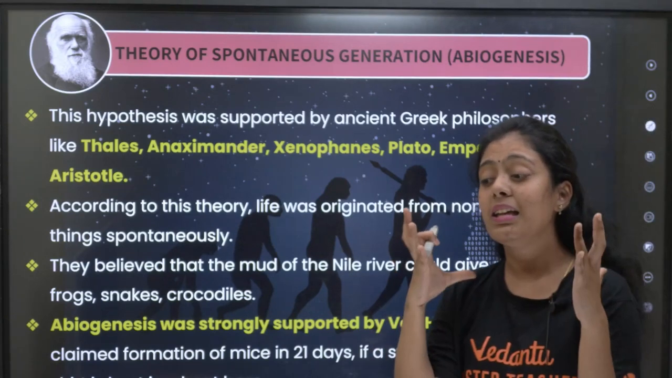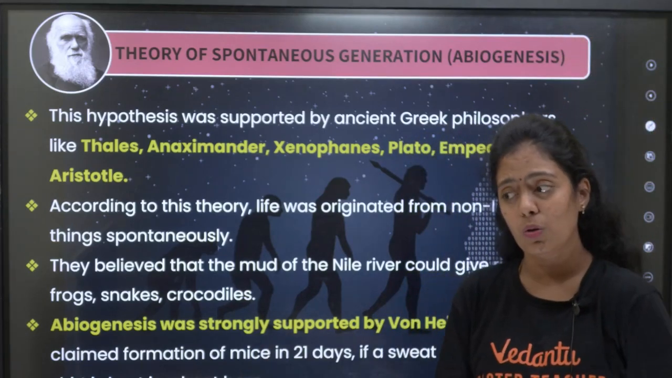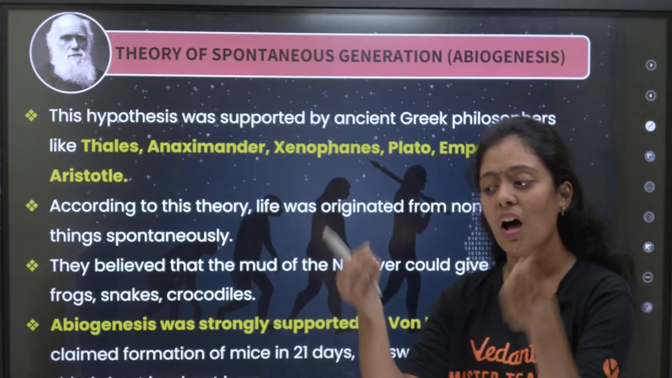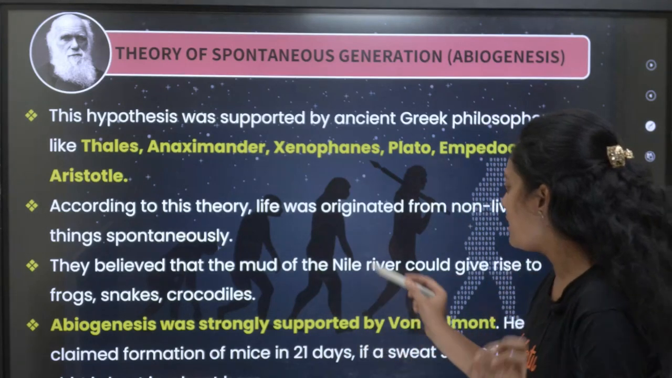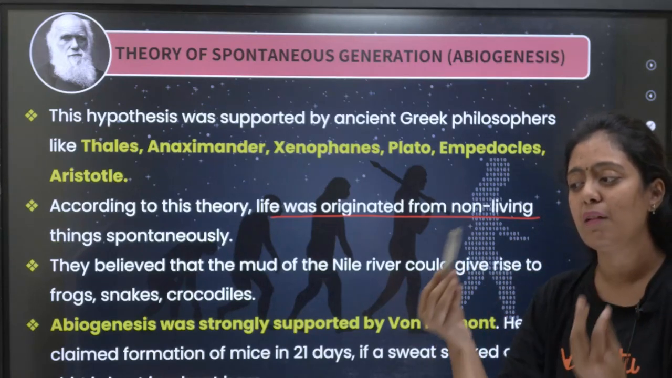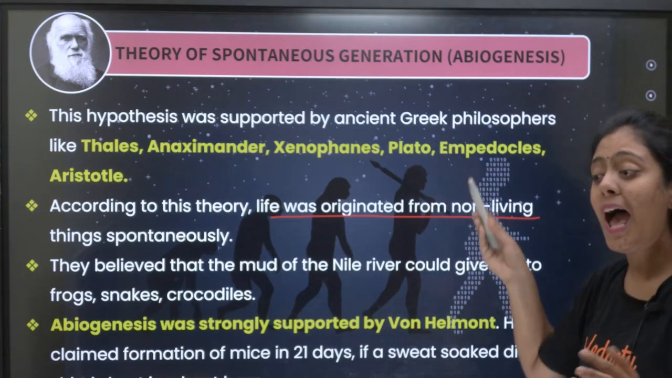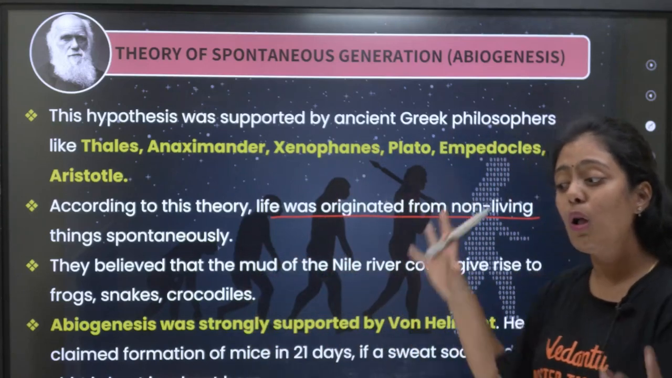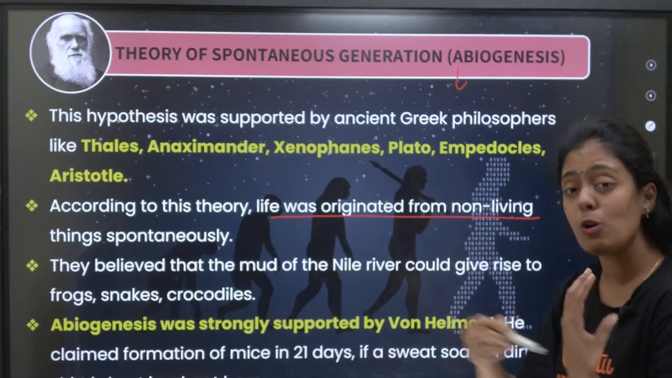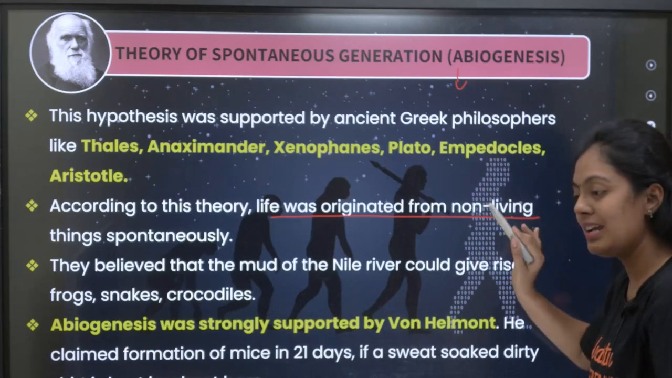Now many people started supporting the theory of abiogenesis. In those days, whatever they thought seemed correct. So who proposed this abiogenesis? Spontaneous generation, life arising by itself. According to this theory, life originated from non-living things spontaneously and immediately. Who supported this theory? Thales, Plato, Aristotle and many great scientists basically supported abiogenesis. A means non-living, bio means living. So living things coming from non-living things is called the theory of spontaneous generation.